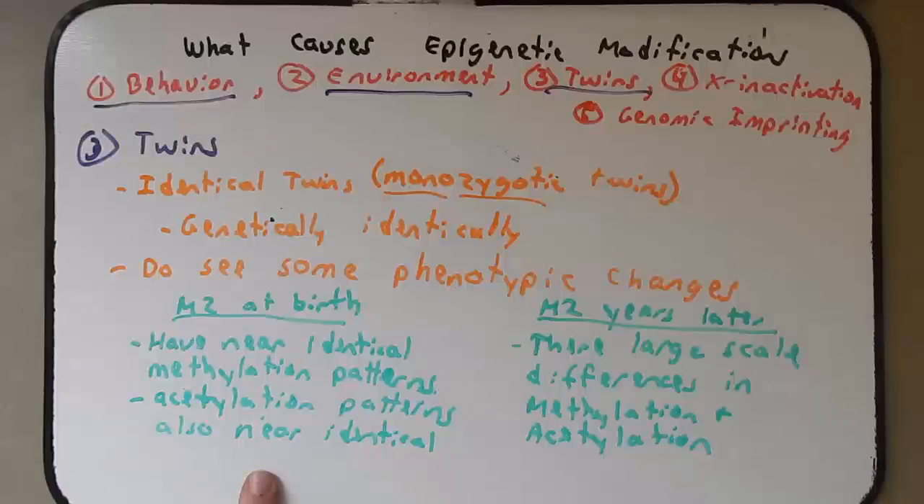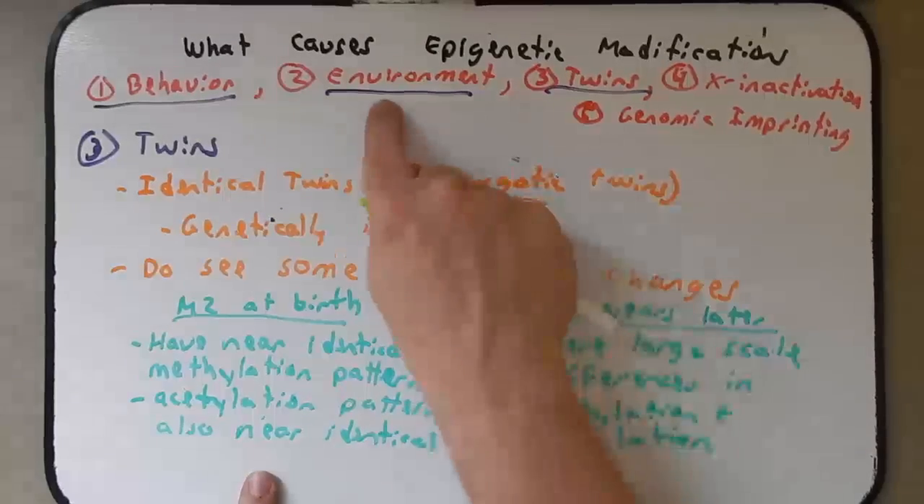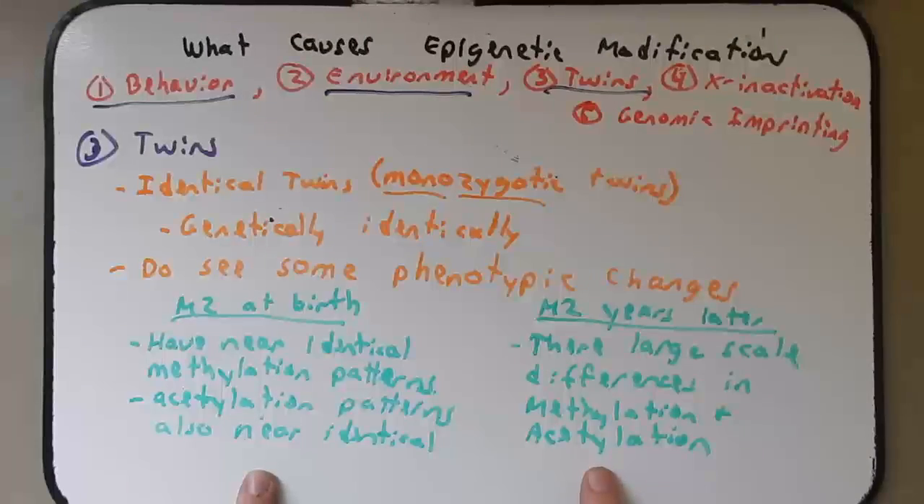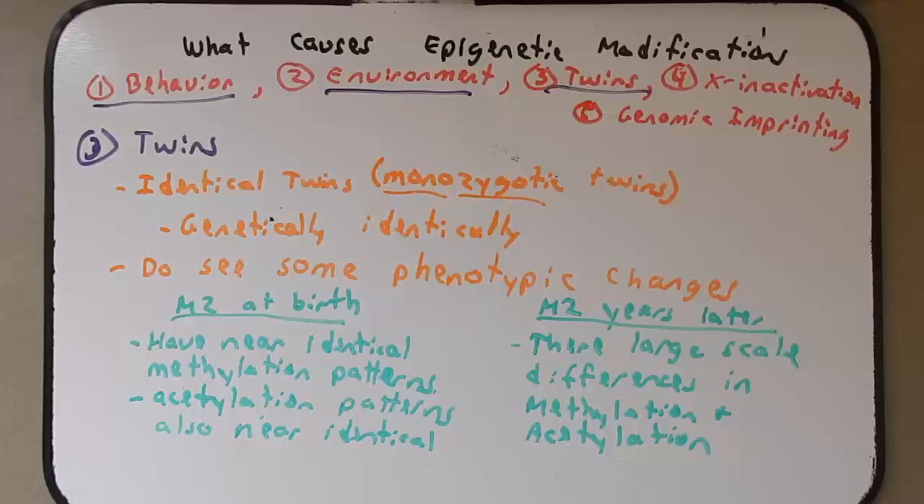They start off with similar epigenetic patterns, but throughout the course of a lifetime, likely because of certain environmental changes or behavioral changes, there are epigenetic changes that result, which causes differences in phenotypes. Again, there are no mutations, it's just changes in the way genes are expressed.